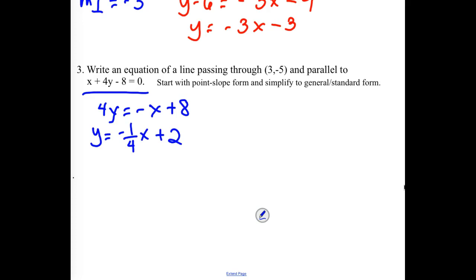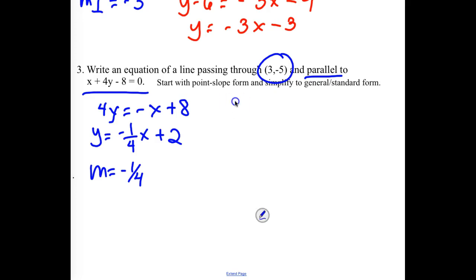Okay, so I've solved that equation, put it in y equals mx plus b format. What's the given slope? Negative 1/4, okay? We want one that is parallel to that, so we still need a slope of negative 1/4. And we want it to go through this point. I'm going to pause the recording. I want you guys to try this one.